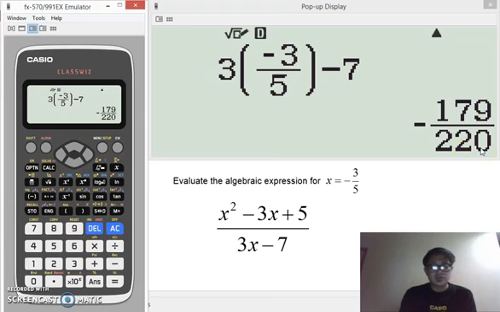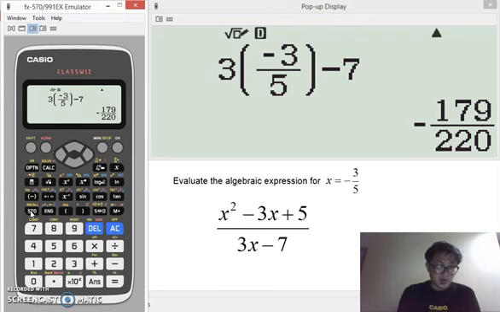Now, isn't it hard and long to do? Because for every x, we substitute negative 3 over 5. Now let's go into this favorite feature of the ClassWiz calculator. This is the STO button right here, right above the number 7 button. And this easily stores, that's why STO, store or assign any value to any variable.